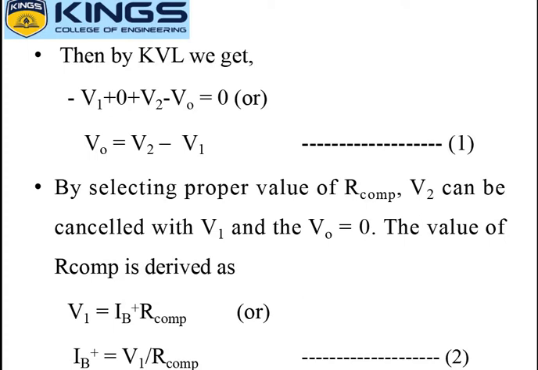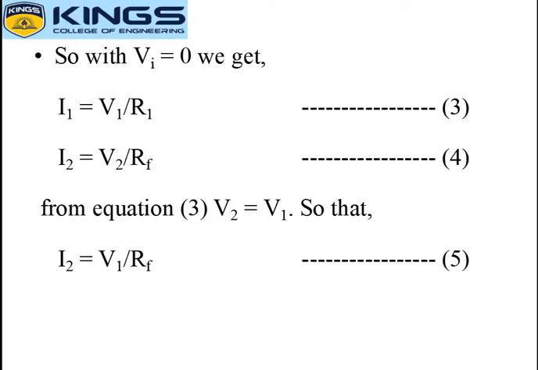The value of RCOM is derived as V1 equal to IB plus into RCOM, right? So IB plus equal to V1 divided by RCOM. The node A is at voltage minus V1, because the voltage at the non-inverting input terminal is minus V1. So, with input voltage equal to 0, we get I1 equal to V1 divided by R1. Also, I2 equal to V2 divided by RF.